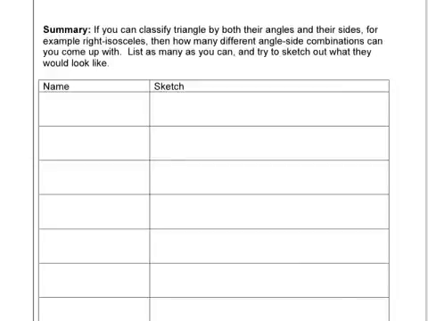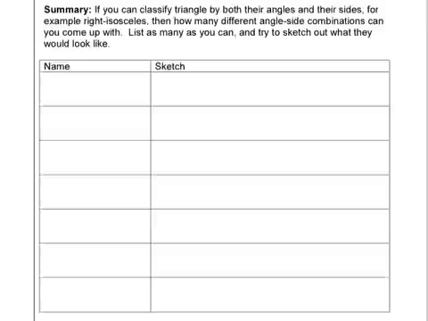Let me give you an example. We cannot have an obtuse equilateral. I said earlier that equilaterals have all the angles being the same, and if they're all obtuse, it won't make a triangle. If you don't believe me, try and sketch it out, see what happens.